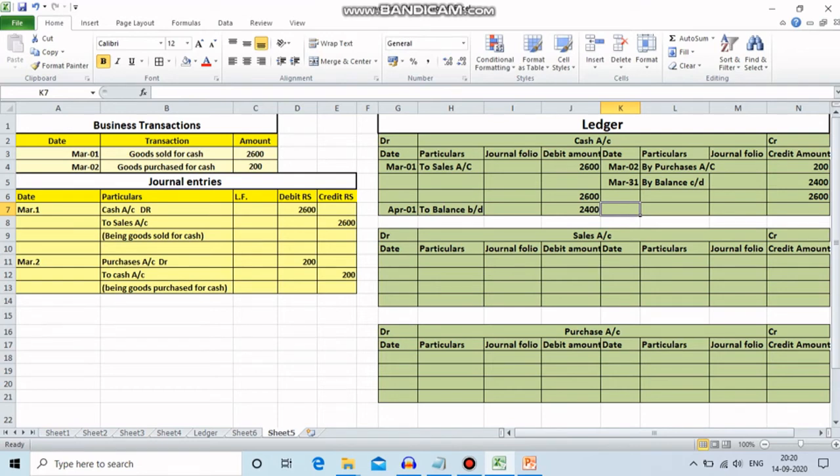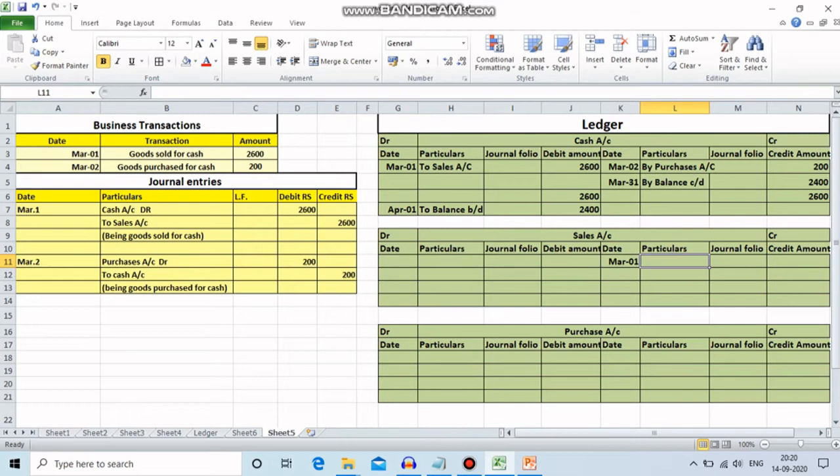If we are mentioning on the credit side, we have to use by balance brought down. Similarly, we need to prepare the ledger for sales account. The transaction date here is March 1st. First, we need to check where the sales account is appearing in the journal entries. In this case, sales account is appearing in the first journal and it is associated with cash account.